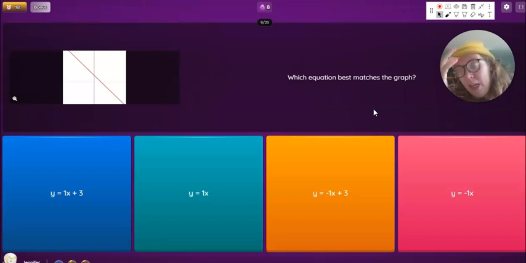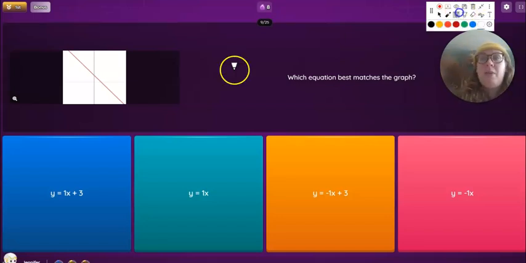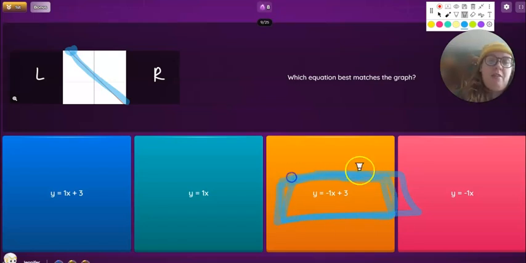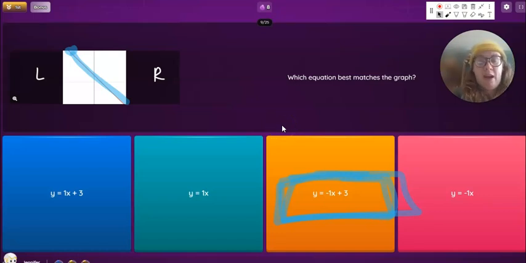Here, similarly, our y-intercept is above 0, so we know it's not 0. And this is going down from left to right. So I always start at the left side of the graph, which in this case is up here. And then to get to the right side to follow the graph, we go down. So that's a negative slope and a y-intercept above 0. So we see this option here, negative 1x plus 3, would best match the graph.